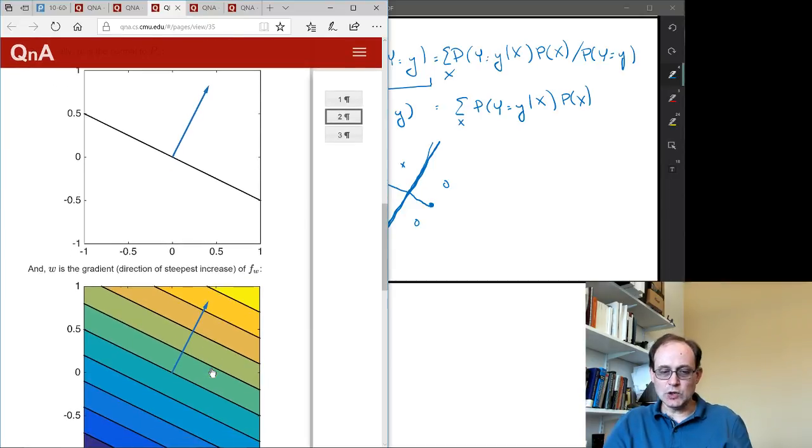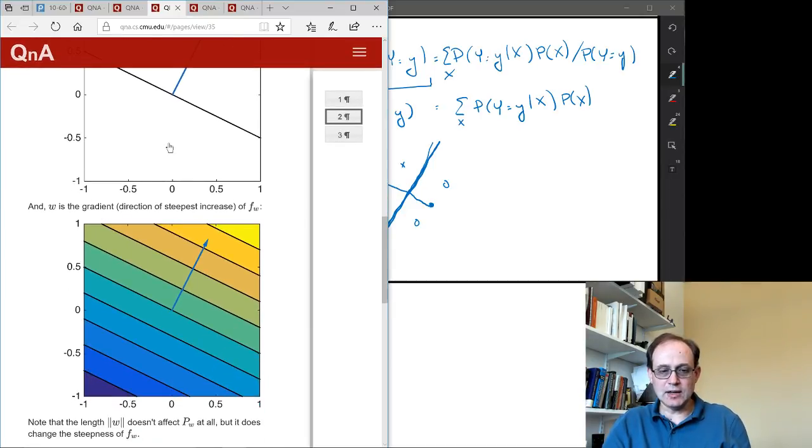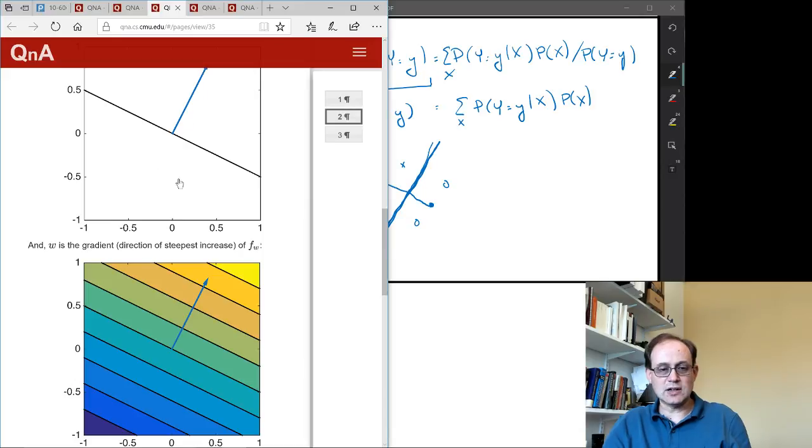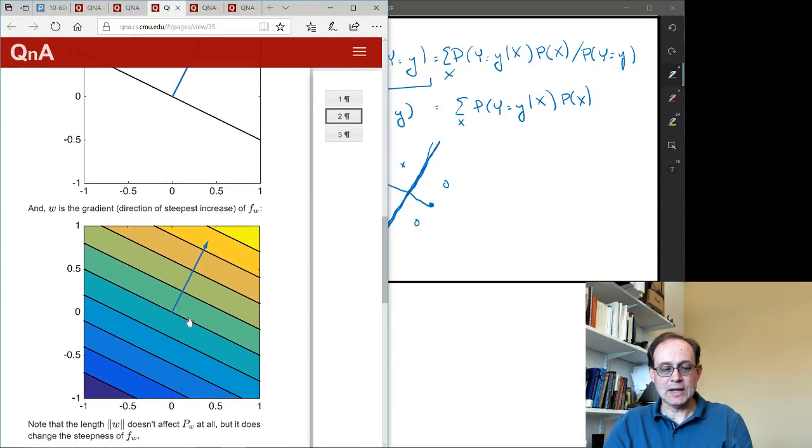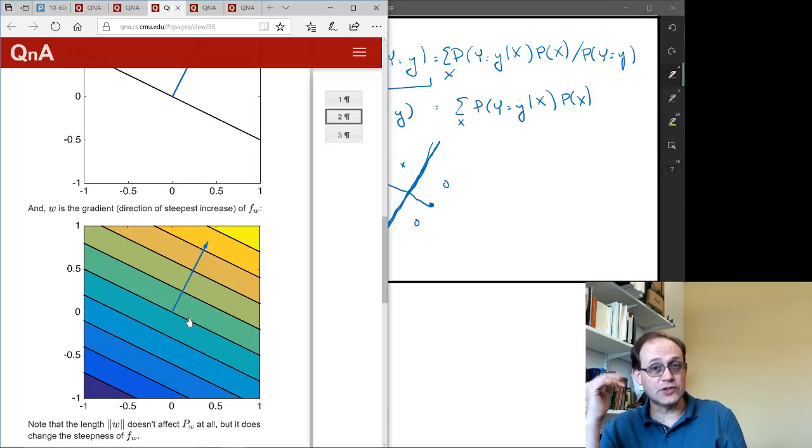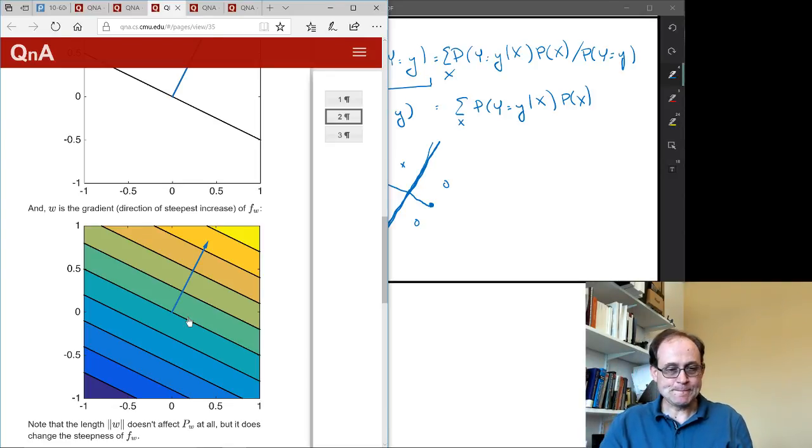And if we make a contour plot, we can see that our vector plays yet another role, which is as the direction of steepest increase of the function, right? So if we start here and we want to make the function increase as rapidly as possible, we just go along our vector w. And that direction of steepest increase is also called the gradient of f. The length of w doesn't affect the plane at all, but it does change the steepness of this discriminant function.